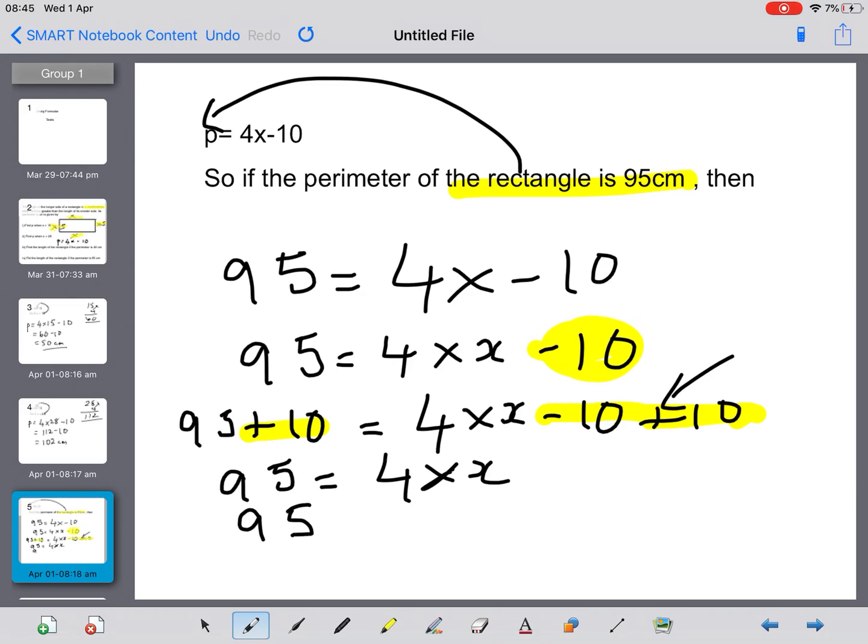And then 95 equals, 95 divided by x, let me do that again, got distracted by the message that came in at the top. Well, we've got this, 95 equals 4 times x. We need to work out what x is. So if 4 lots of x equals 95, to find out what x is, we need to do 95 divided by 4 equals x.